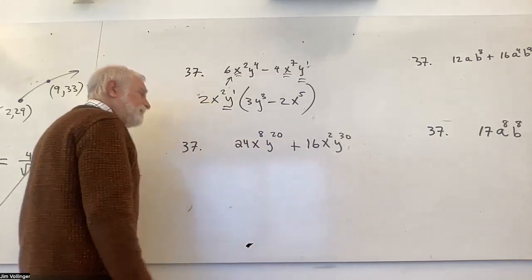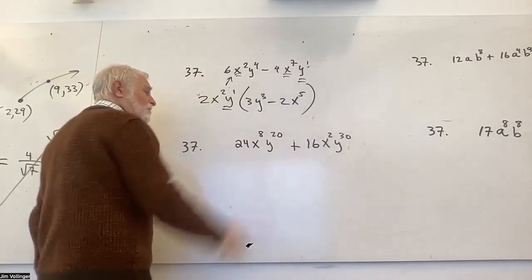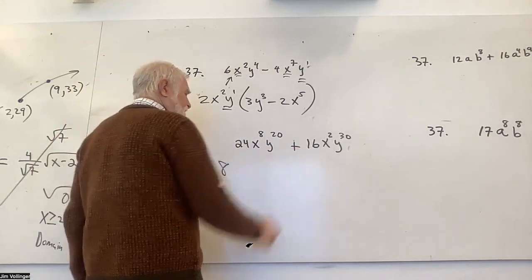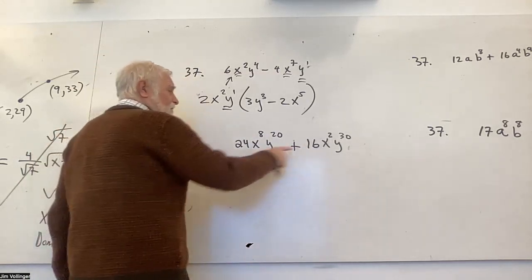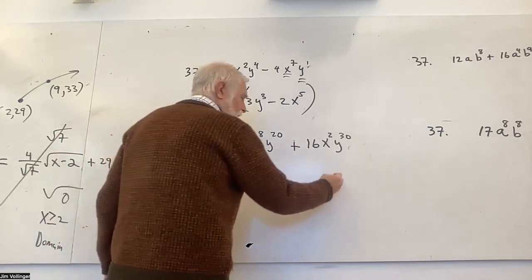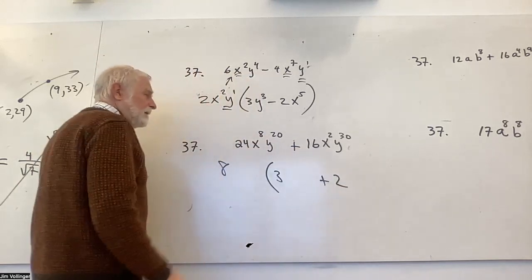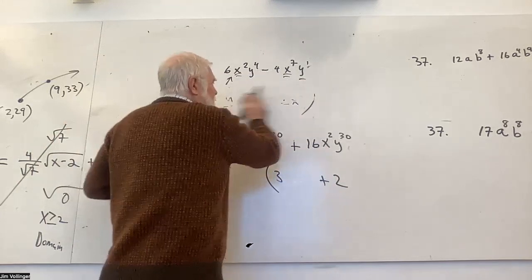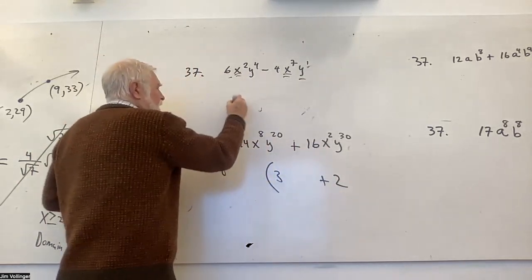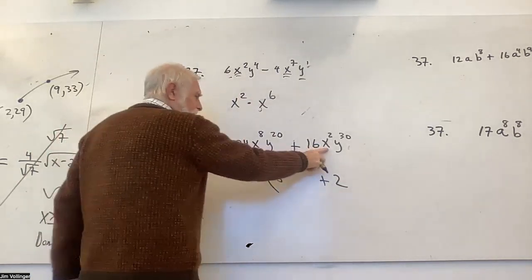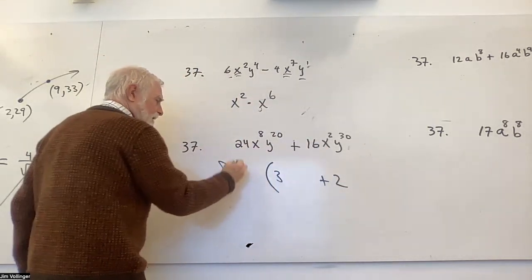24 and 16. Yeah, 2 goes in. 4 goes in, but so does 8. Right? 8 is a common factor. And how do I get 24 and 16? Well, I need a 3 for the 24, and I need a 2 for the 16. X to the 8 and x squared. I think x to the 8 is x squared times x to the 6th. I think that's a common factor of this, so I'm going to take that.